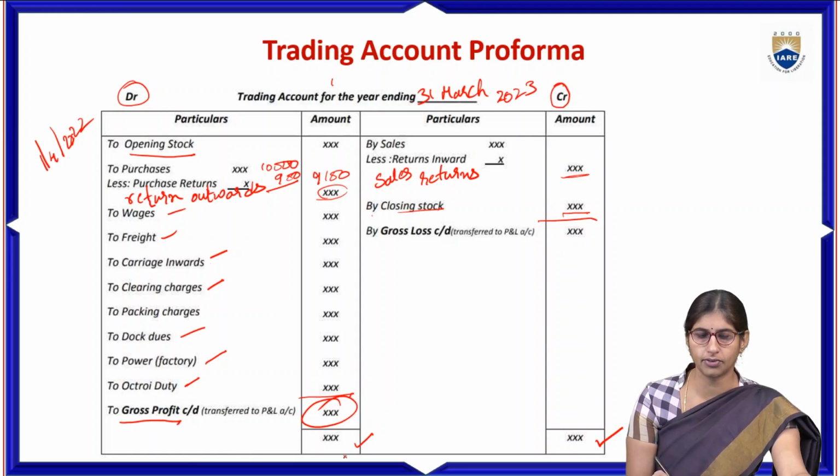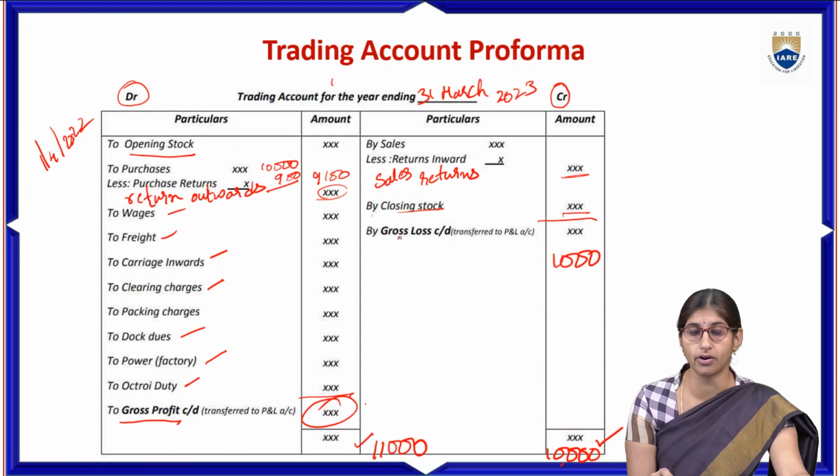If the amount is something like 11,000 on the credit side and 10,000 on the debit side, then 1,000 is less on the debit side, so 1,000 is the gross profit. So we write it as 'By gross profit'. This has to be transferred to the profit and loss account credit side. And if it is not so, if the amount is 11,000 on the debit side and 10,000 on the credit side, then the balancing figure is 1,000 here, which is gross loss.